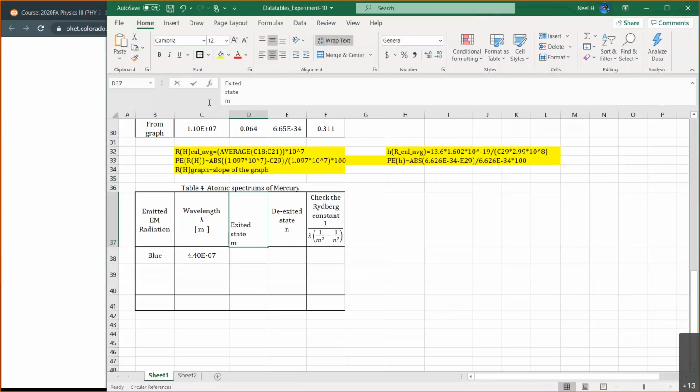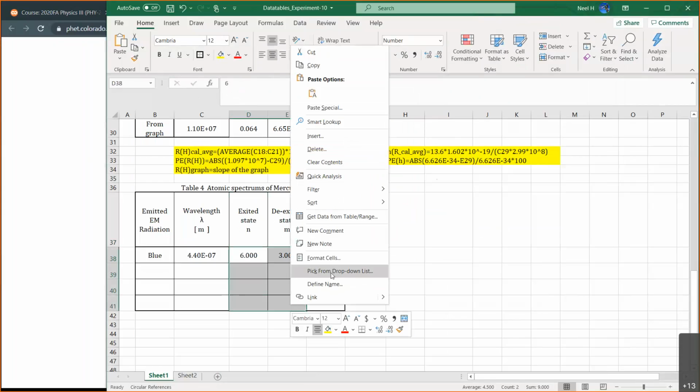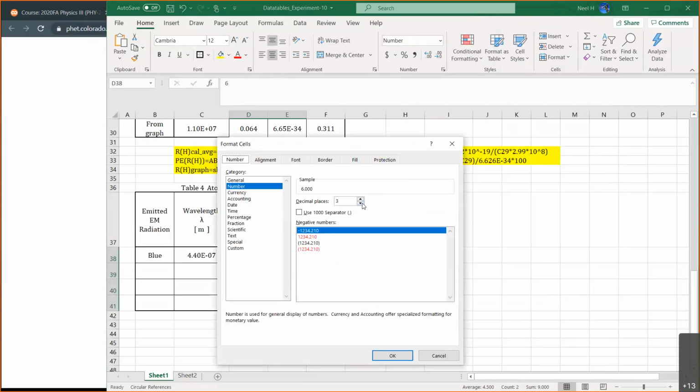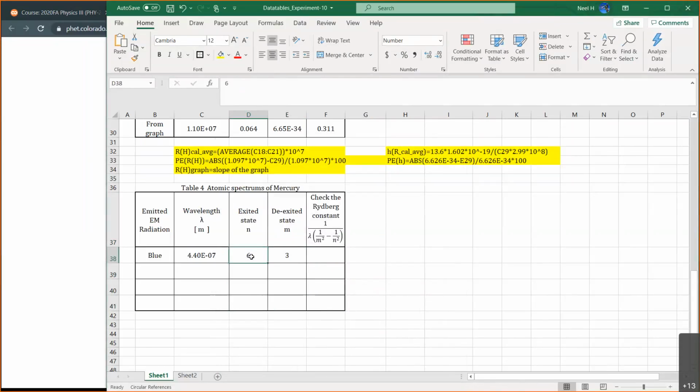This should actually be N. This should be in our formula: excited state 6, and it ends up at 3. These cells should not have any decimal places. Right click, format cells, get rid of all the decimal places. That is just a state value.